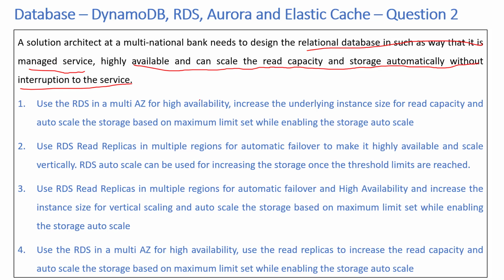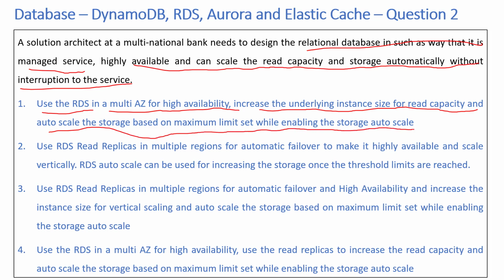Okay, now let's look at what are our options. Use RDS. So RDS ticks the box. It's a managed service in a multi-region high availability. Increase the underlying instance size for read capacity and auto scale the storage based on the maximum limit set while enabling the storage auto scale. So yeah, RDS works in a multi-AZ, so it will be highly available. Then it can auto scale the storage, so that works as well. But what it is saying is increase for the read capacity, increase the underlying instance size.